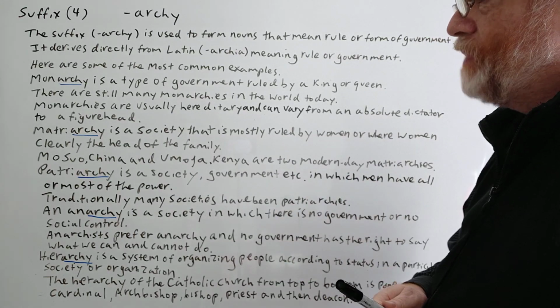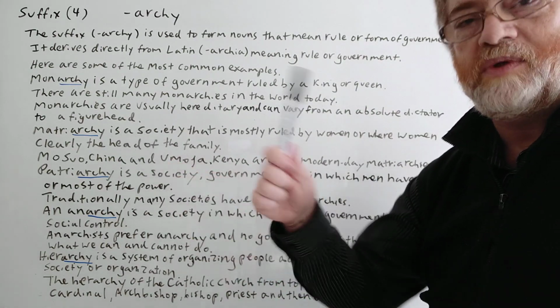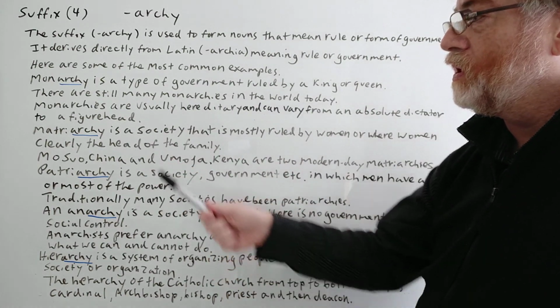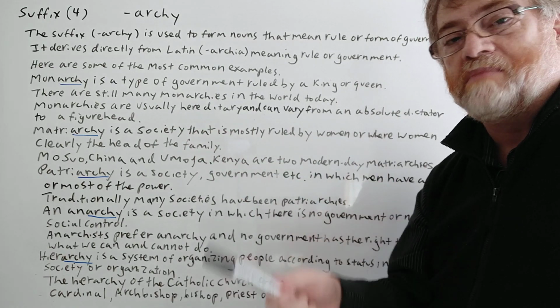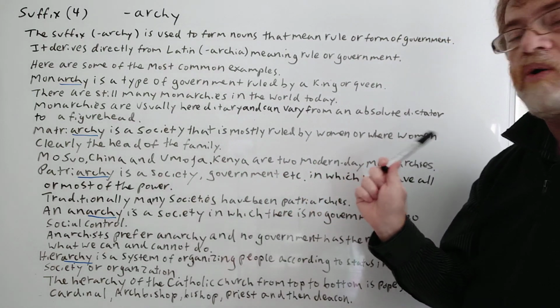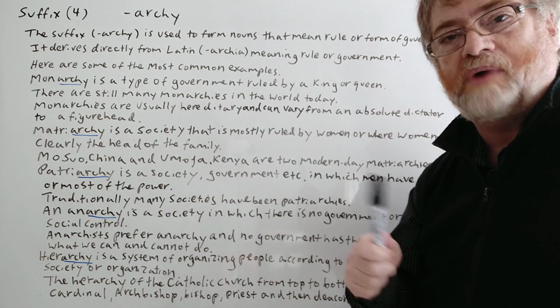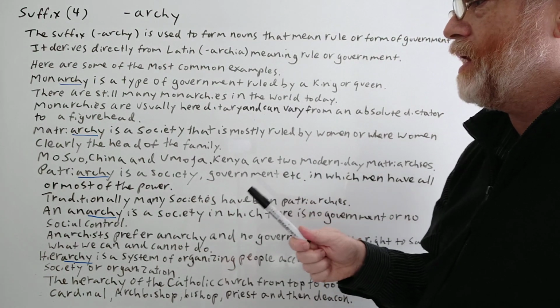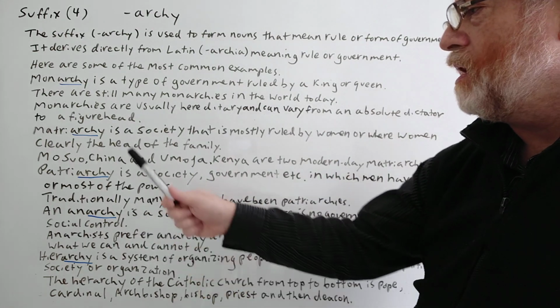All right, let's continue. Matriarchy. Again, we have the archy being power or rule. Matria comes from Latin, mater means mother. So matriarchy is a society that is mostly ruled by women, or where women clearly are the head of the family, and they are running most of society.